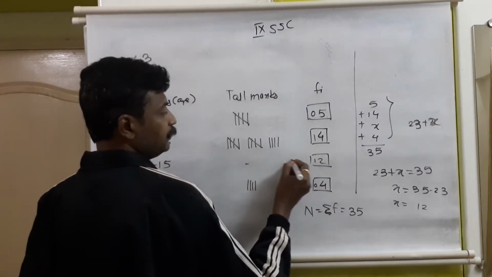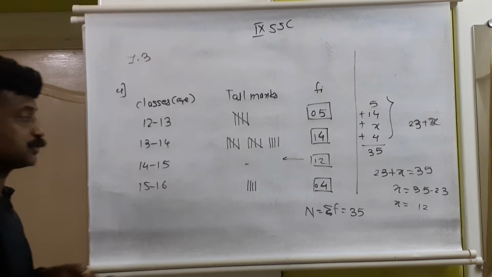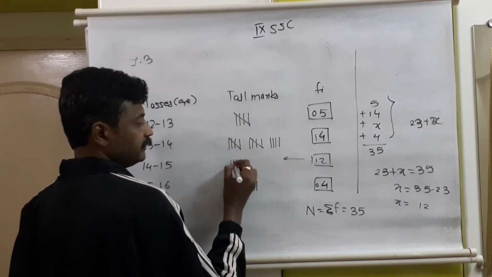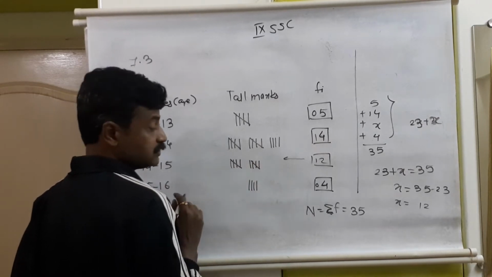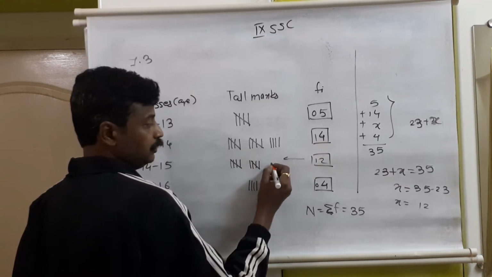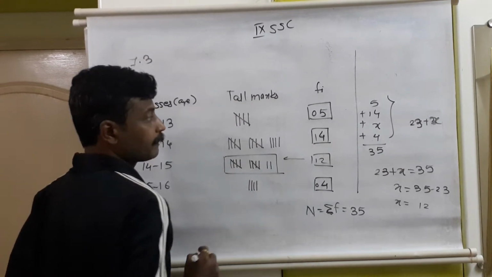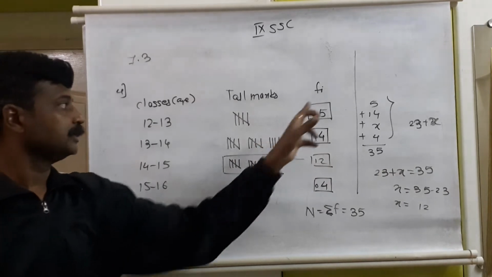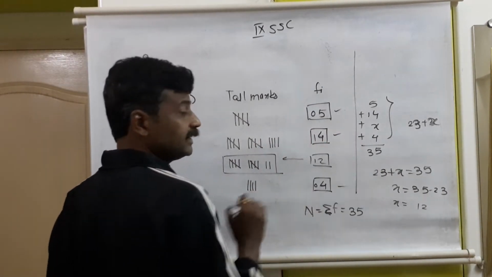Now with the help of this we are going to put the tally marks here. 12 means 2 bunches of 5. 1 2 3 4 5, 1 2 3 4 5. 2 bunches of 5, and 5 plus 5 gives 10. The remainder is 2 additional lines. So this is our next fill in the blank. So see, total fill in the blanks, 1 2 3 4 5. These are done easily with the help of tally marks.